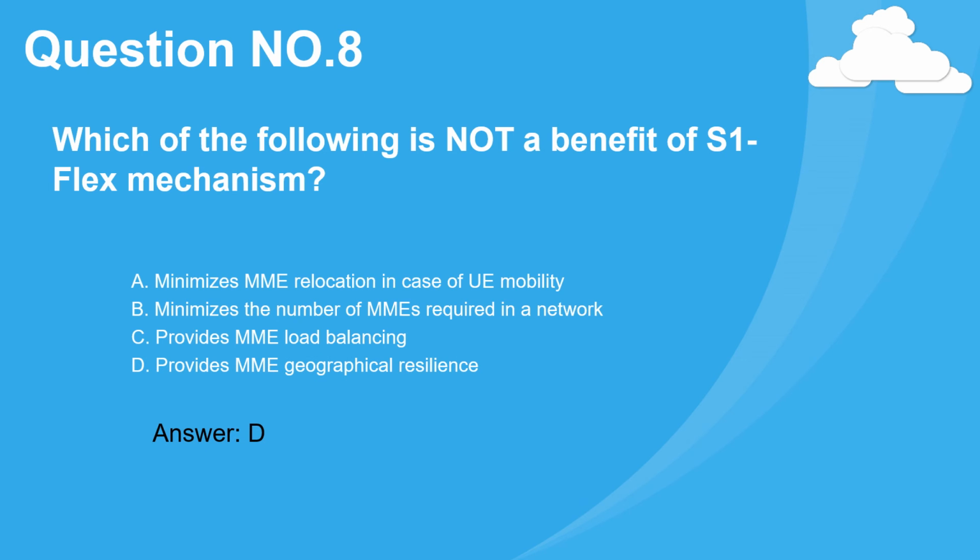Question number 8. Which of the following is not a benefit of the S1 flex mechanism? A. Minimizes MME relocation in case of UE mobility. B. Minimizes the number of MMEs required in a network. C. Provides MME load balancing. D. Provides MME geographical resilience. Answer: D.